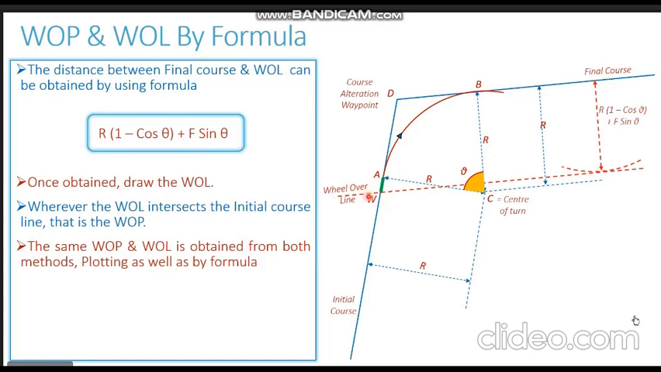So this will allow us to have a reference point available to us. We can start our alteration at this particular point, and it will ensure that we reach on our final course with zero cross-track error using the concept of wheel over point.